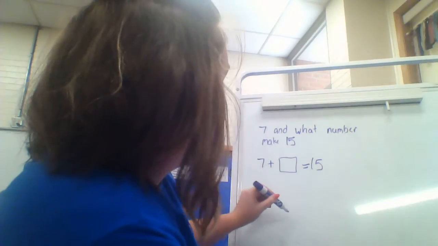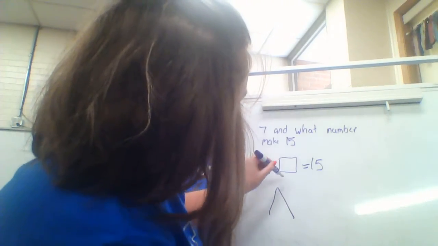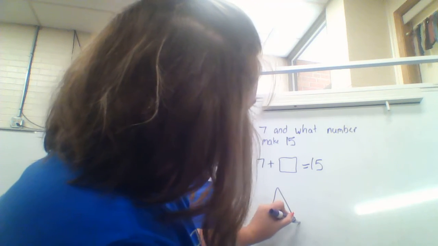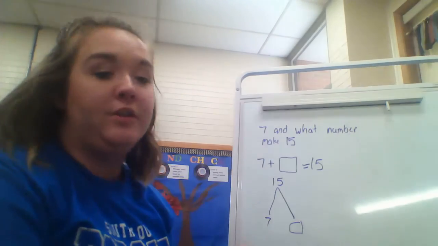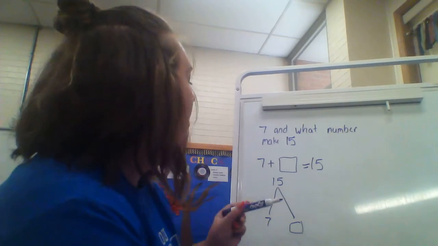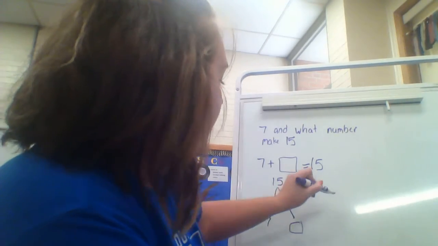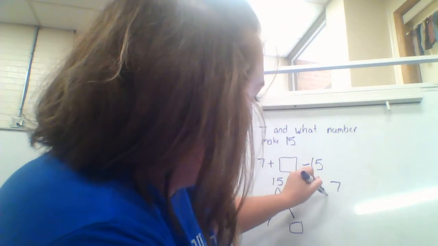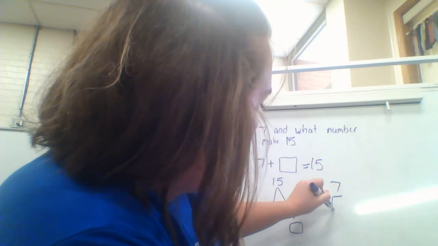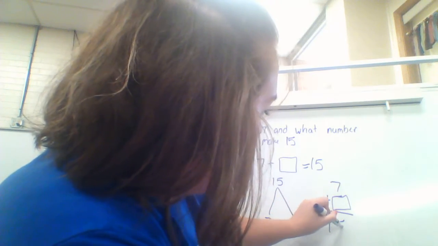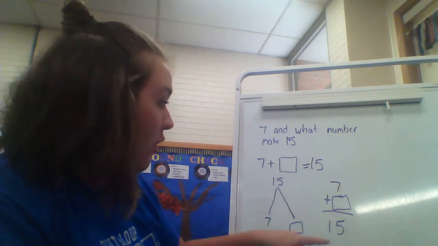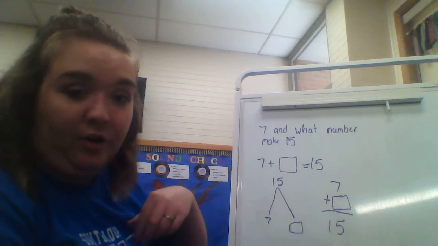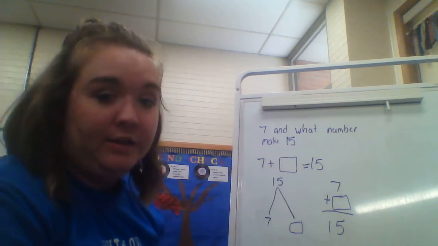Now I've got to get a second way. Let's do a math mountain. 7 and we don't know, make 15. 15 is our total. It goes at the top. All right, and then let's do our vertical form. 7 and what number equals 15? Okay, remember in a vertical equation, our equal sign looks different. It's just a straight across line instead of two little lines, okay?